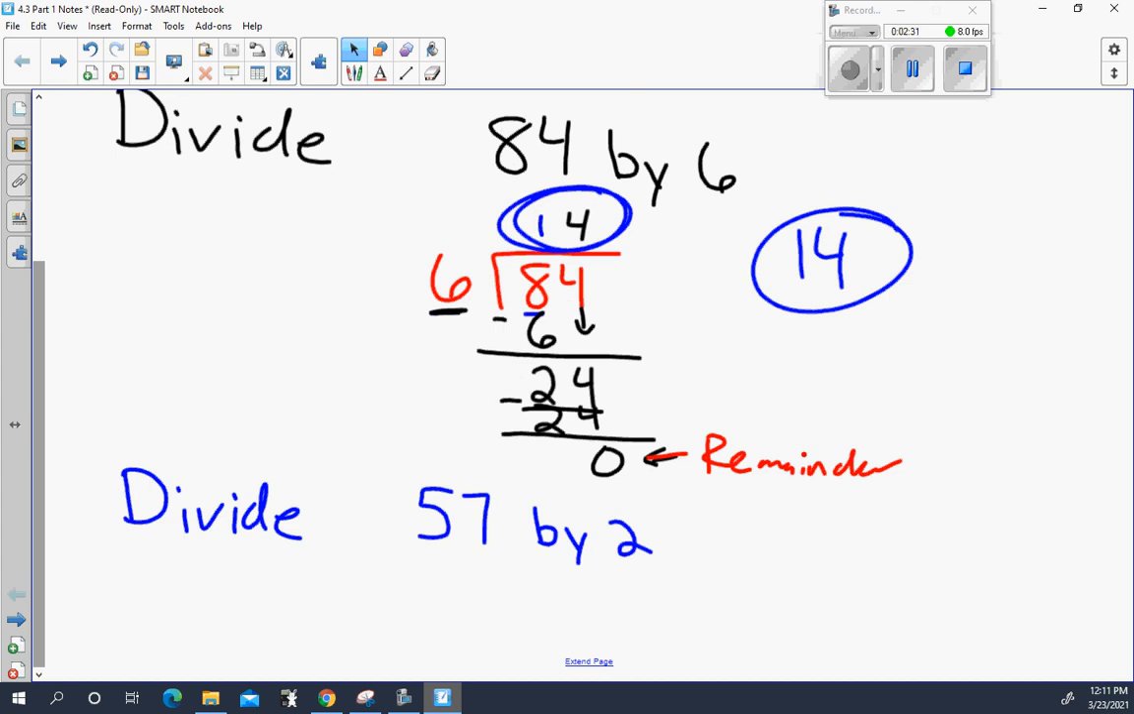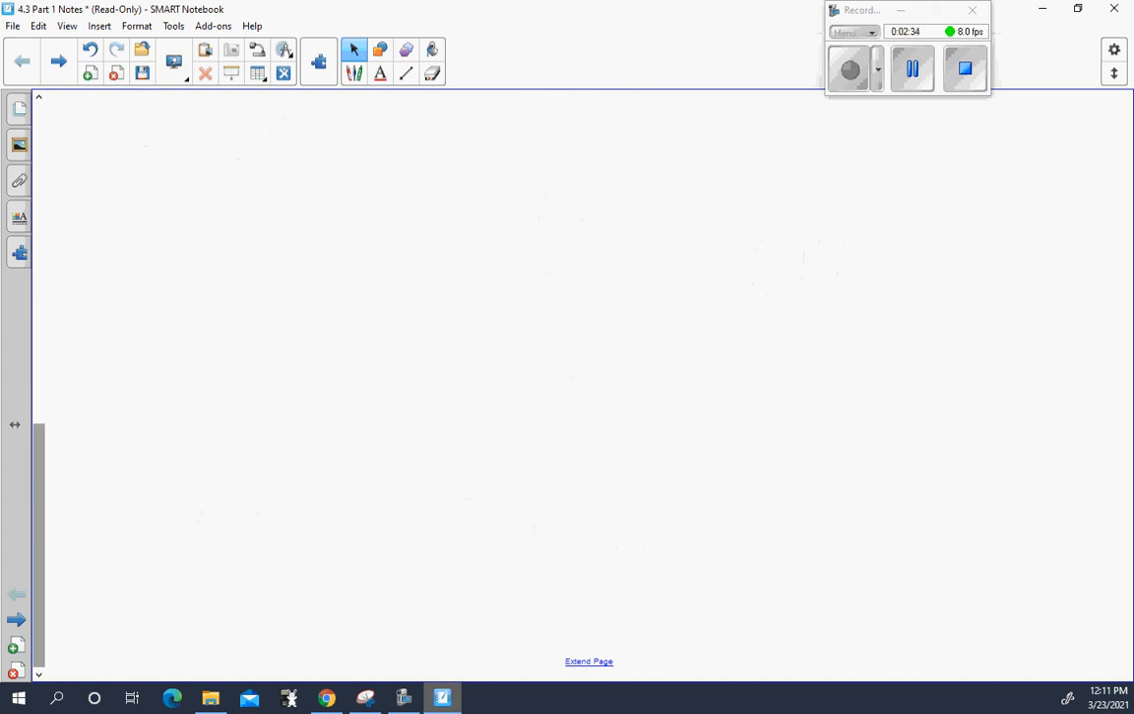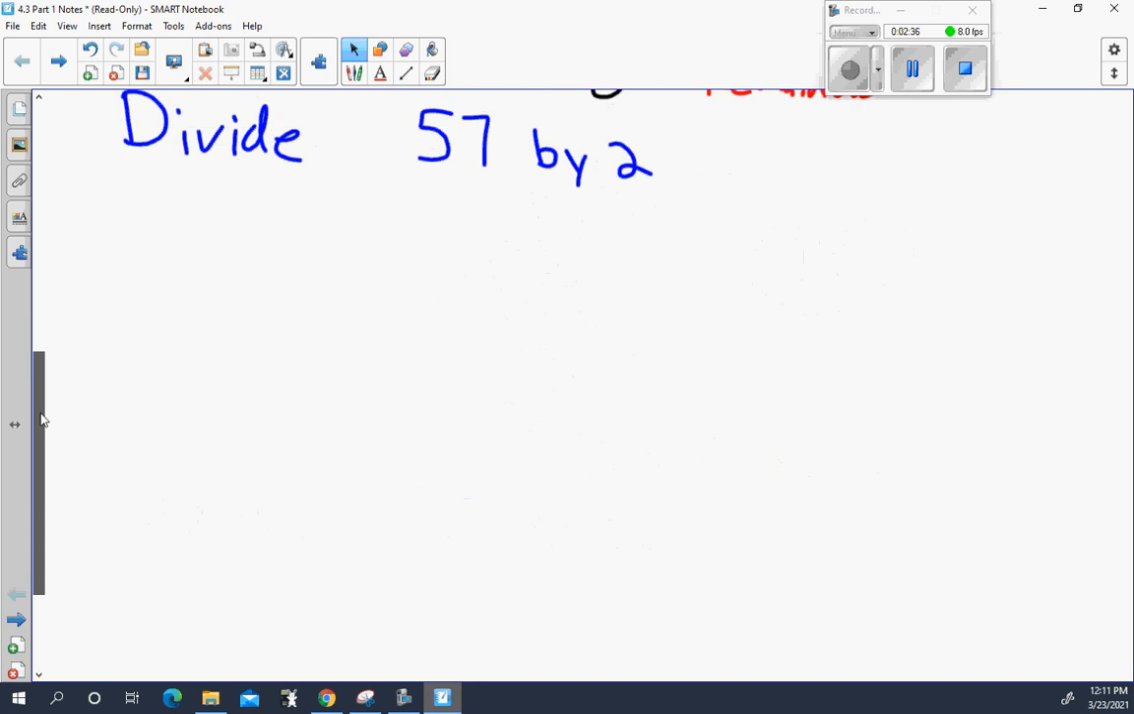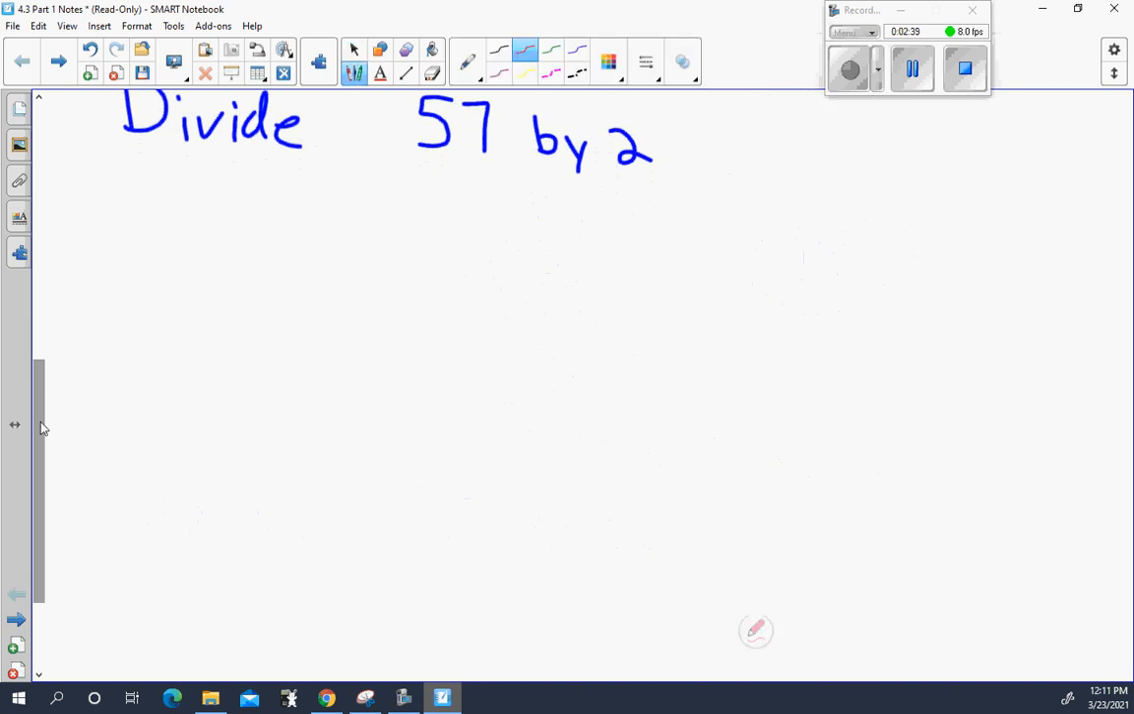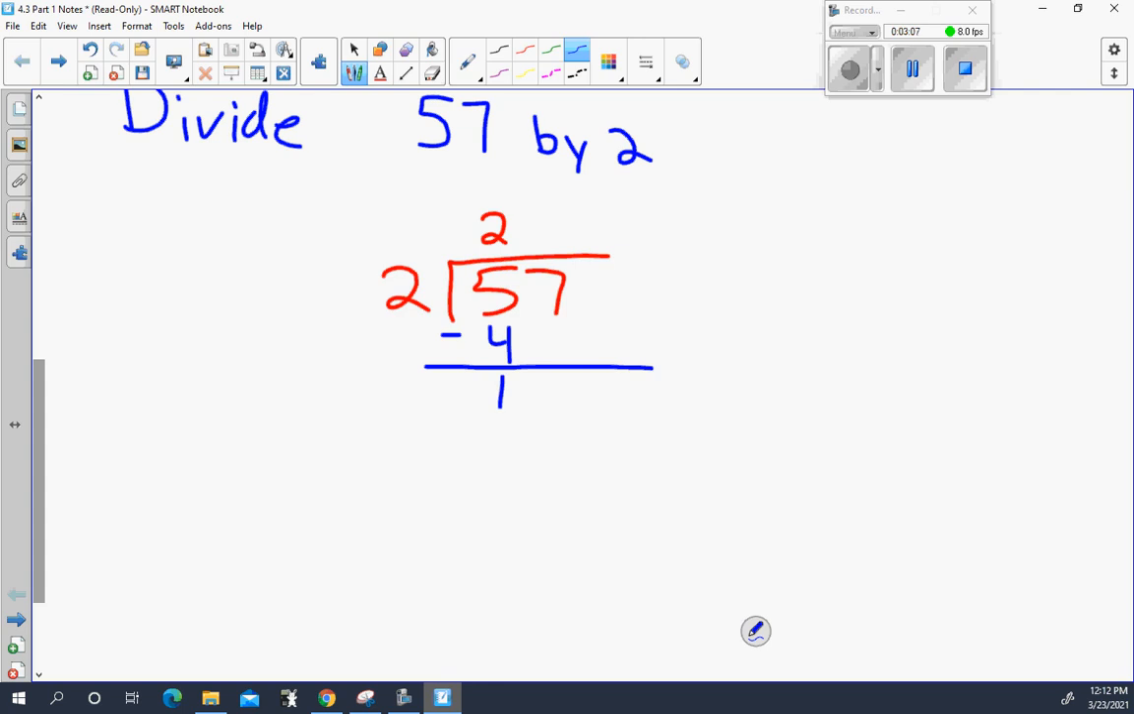Let's try this one. Divide 57 by 2. Again, we're going to write 57 underneath my division sign with 2. Ask yourself, how many times does 2 go into 5? Goes in there twice, right? 2 goes into 5 2 times. What's 2 times 2? It's 4. Okay, 2 goes into 5 twice, so you multiply those together, we get 4. 5 minus 4, that is 1. Bring down the 7.